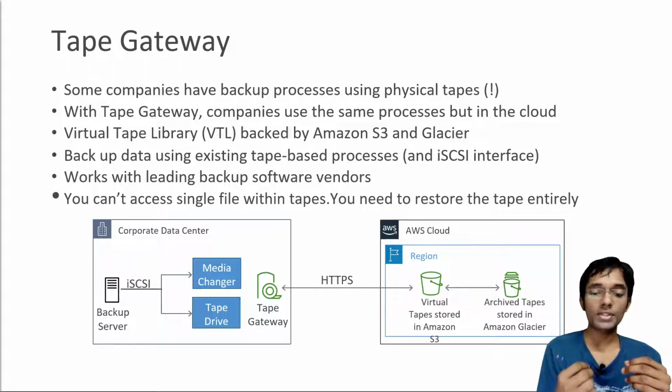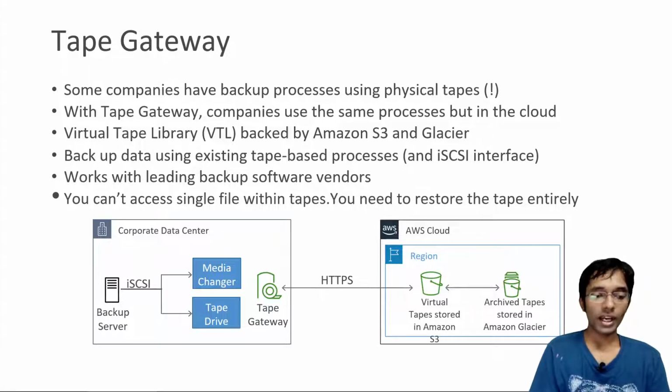Our backup server has an iSCSI interface to our tape gateway. And this is our software. This is going to take regular backups, and the tape gateway will be configured to send all these tapes to Amazon S3 or Glacier for archival purposes. And again, if you need to use these tapes and the data within them, you would need to first restore the tapes entirely, and then you would have access to the data.